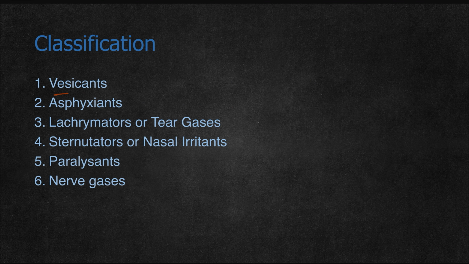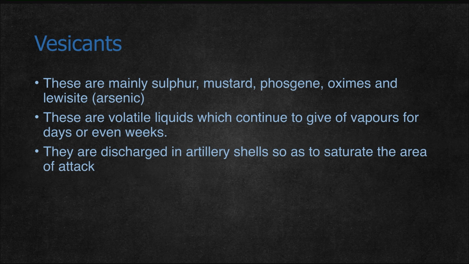They can be vesicants, asphyxiants, lacrimators or tear gases, sternutators or nasal irritants, paralysants, or nerve gases. So, these are the 6 classes of chemicals which are used mainly for war. Coming to vesicants, these are mainly sulfur mustard gas, phosgene oxime, and lewisite, that is an arsenic compound.